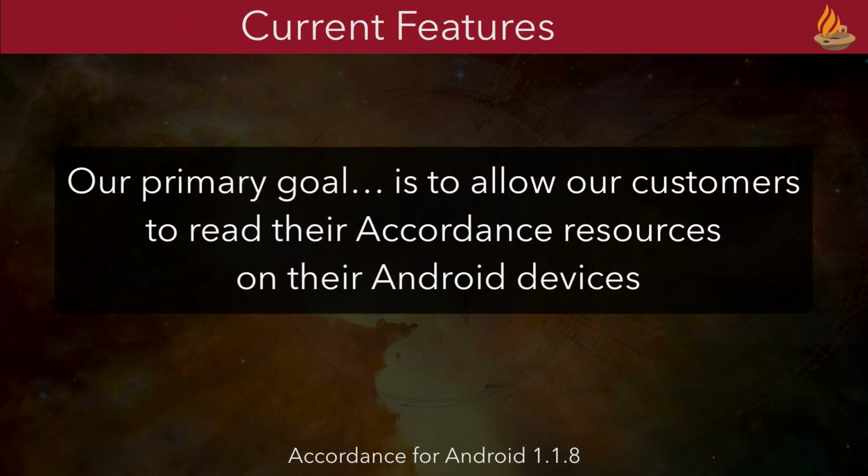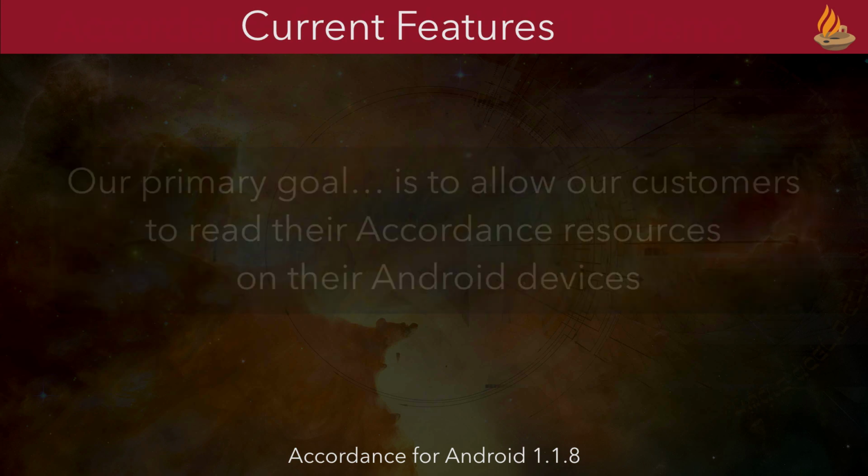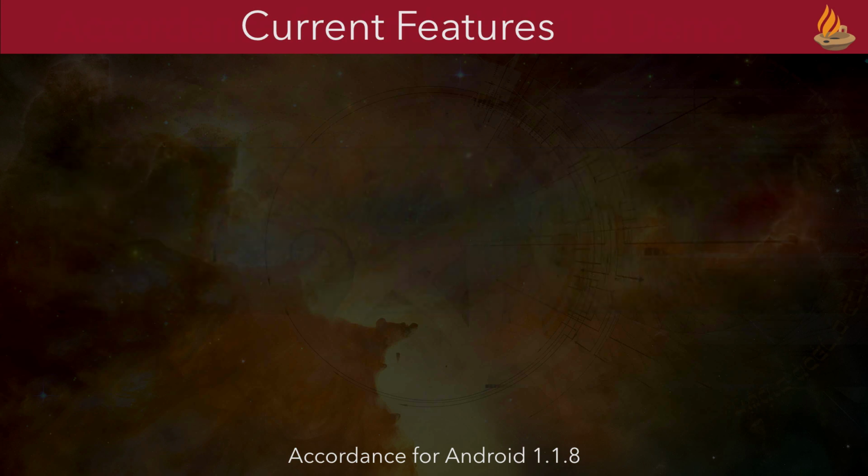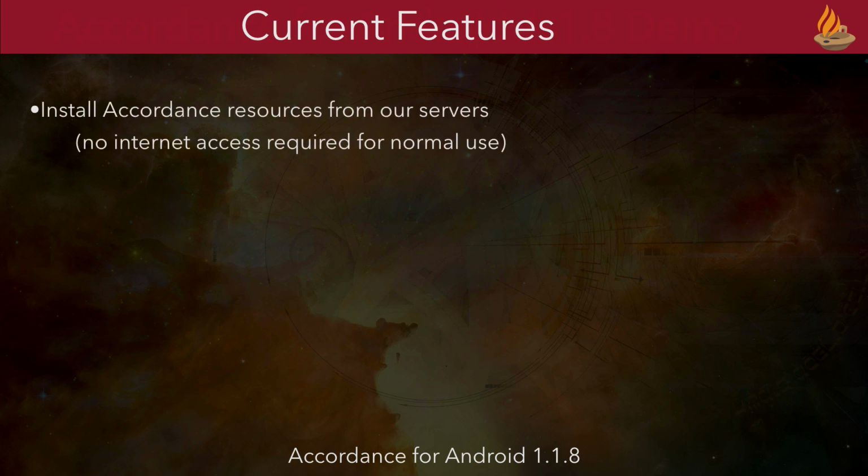Our primary goal in producing this app is to allow our customers to read their Accordance resources on their Android devices. Even in this early version, Accordance for Android 1.1.8, our programmers have already succeeded admirably. Though the Android app is still in its infancy, it allows us to install Accordance resources from our servers. No internet access is required for normal use.